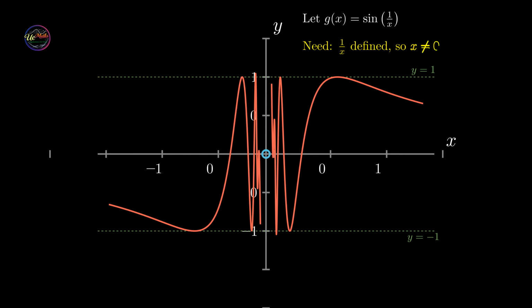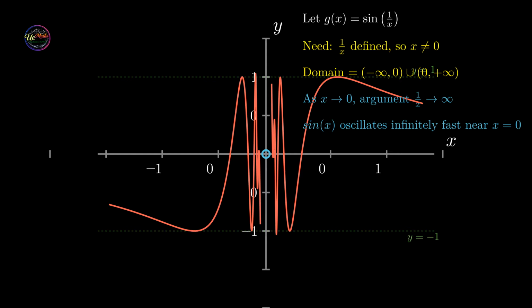As x gets closer and closer to 0, the argument 1 over x grows without bound, and the sine function oscillates faster and faster between -1 and +1. This rapid oscillation near x equals 0 is the key feature of this function. Notice that the graph never settles at 0 near the origin, it keeps oscillating infinitely.